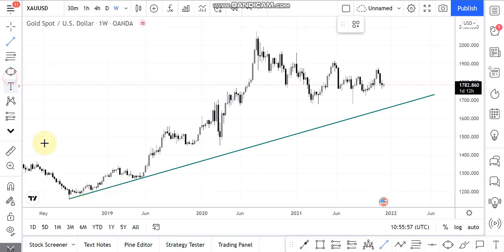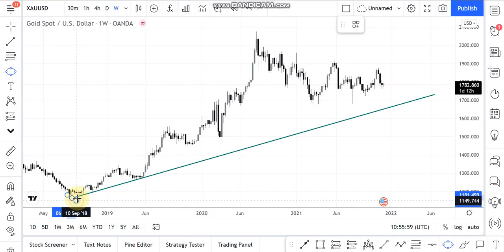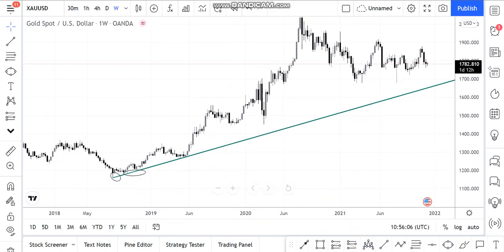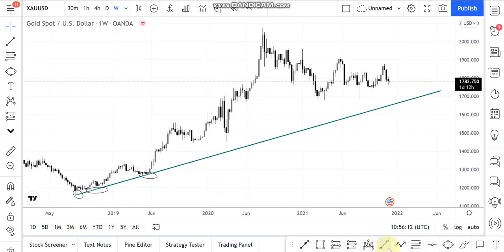Now in this case we can see the first touch here, right? The second touch somewhere here, right? And the third touch here. We can also draw a trend line from the moment price started to shift away from the trend. Now, what do I mean by this? We can see that we had the first bounce here, second bounce here, the third bounce here, and price started shifting away from the trend.